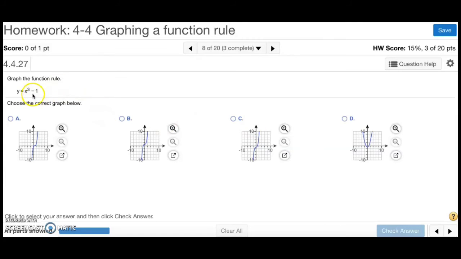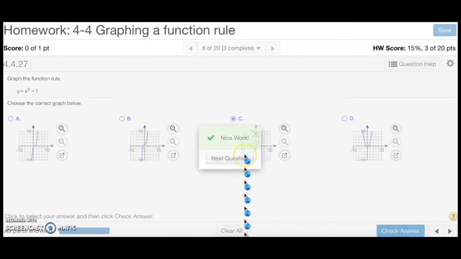This minus 1 on the outside means we're shifting it down 1 from the center, since the parent function starts in the middle. So shifting it down 1 won't be B, that's shifting it up. This one is shifting it to the right for A, so your answer would have to be C. So the answer for number 8 is C.